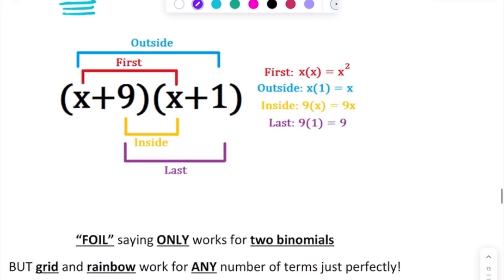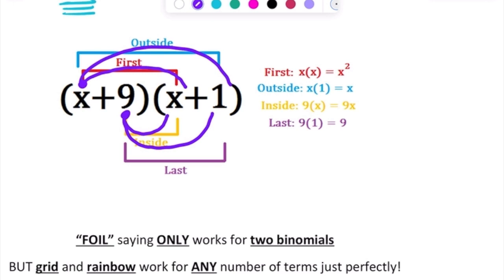Now let's talk about what FOIL means. FOIL is just an acronym that helps me remember all of those distributions. So we talked about x having to be distributed to every single term in the second bracket, and we talked about this 9 having to be distributed to every single term in the second bracket as well. That's what FOIL tells us. We're doing the same thing, except we have names for them.